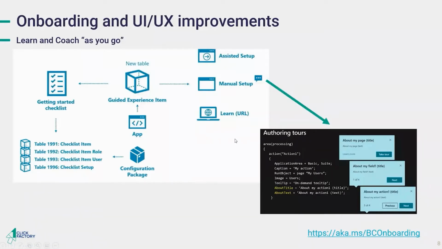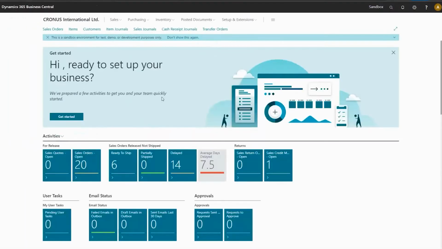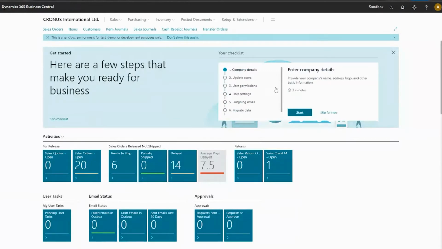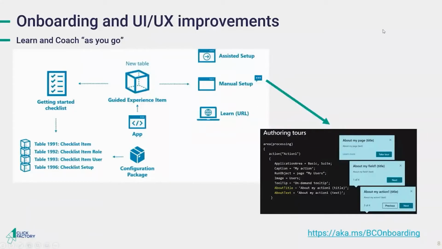And of course, you can have a learn URL. We can have a quick look at how it looks in real life. So basically, you have this get started notification. You can start it, and let's say I think not a lot of users saw this last example, when we can reuse even URLs in our checklist.